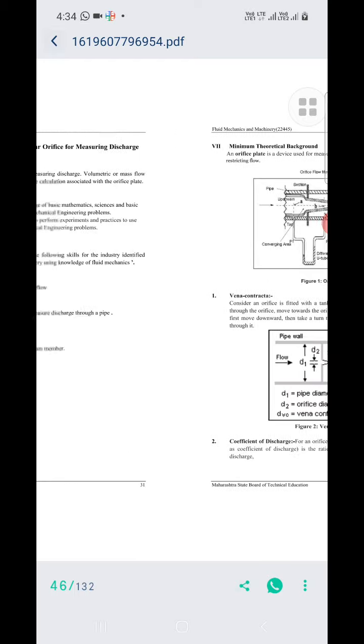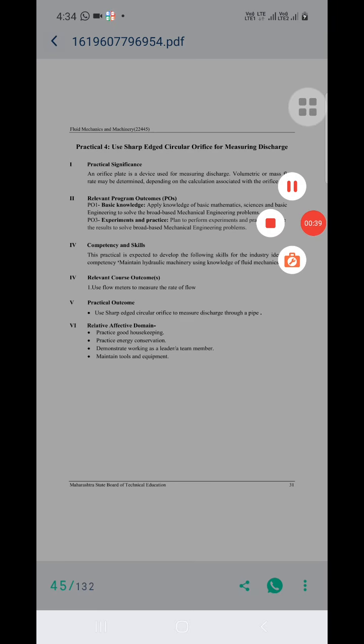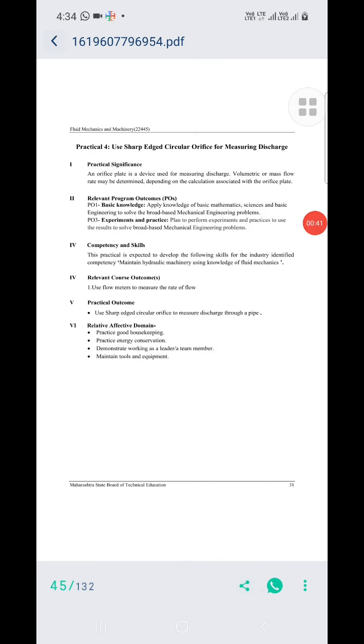So practical number 4: use a sharp edge circular orifice for measuring the discharge. The practical significance is that an orifice plate is a device used for measuring discharge. Volumetric or mass flow rate can be determined depending on the calculation associated with the orifice plate. The relevant PO is basic knowledge: apply basic knowledge of mathematics, science and engineering to solve broad-based mechanical engineering problems.